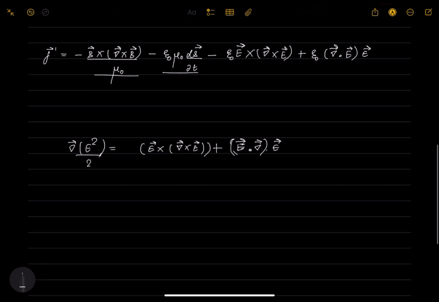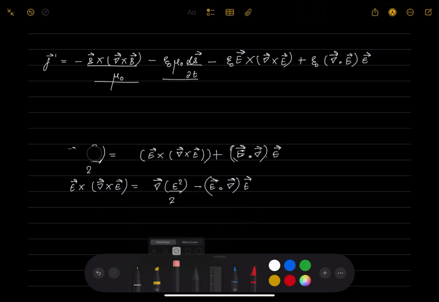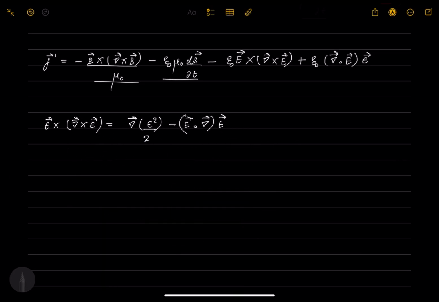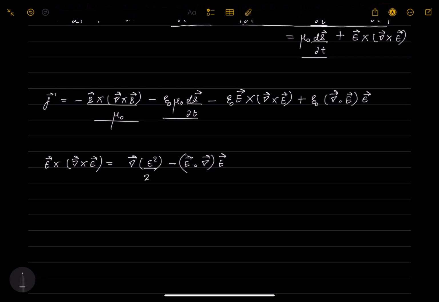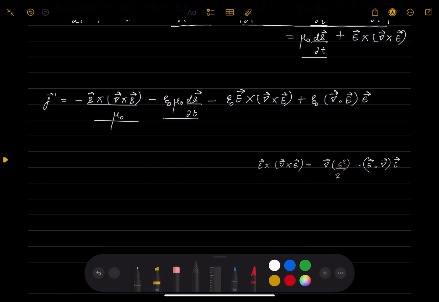And then we can write this for what we want, which is the cross of E with the curl of E, which gives the gradient of E squared over 2 scalar minus E dot the del operator whole times E, right? So this is what we want to replace in our force density equation. Let's write that. Okay, so let's put that towards the right side.